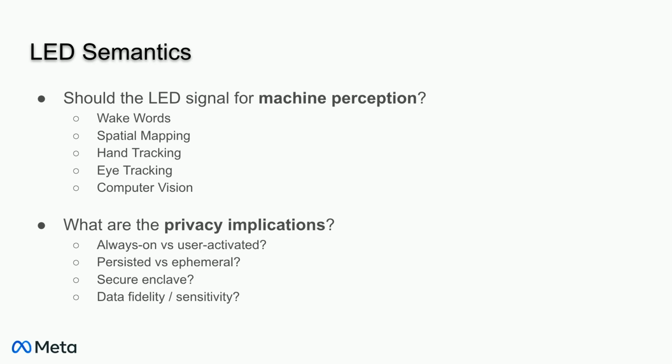Is a feature always on, processing in the background, or is it user activated? Is the data being processed ephemerally? Is it processed in a secure enclave? How high of fidelity is the data or the derivation of the data? And how is it being used? You know, if this light is on all of the time, it will quickly lead to alert fatigue, and it'll become less meaningful. But where do we draw the line?